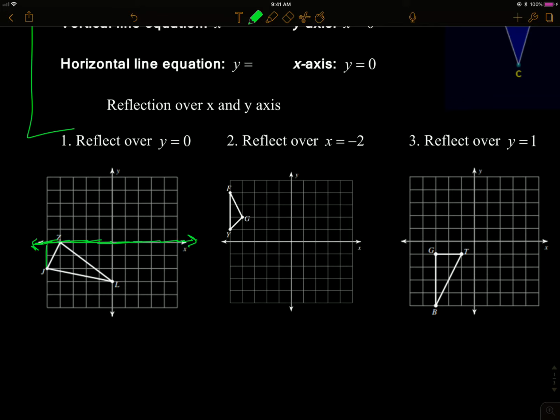So what I would say is J is 2 units away from our line of reflection, so it's going to show up over there, and that's the image. We're going to call it J prime. Z is right on the line of reflection, so Z prime will stay right where it is. L is 3 units away, so then L prime will be 3 units away on the other side of the line of reflection. So Z prime to L prime. And there we have reflected or flipped our shape over the line y equals 0.